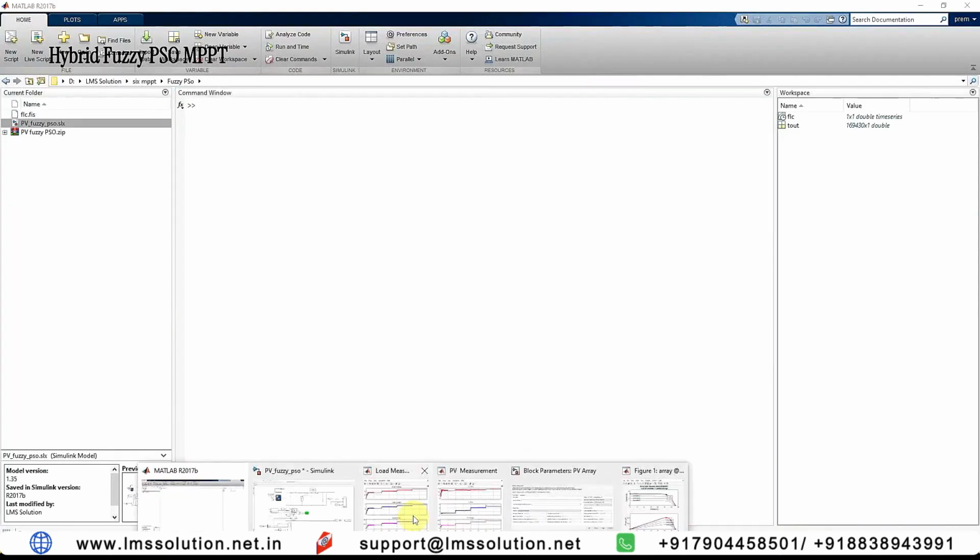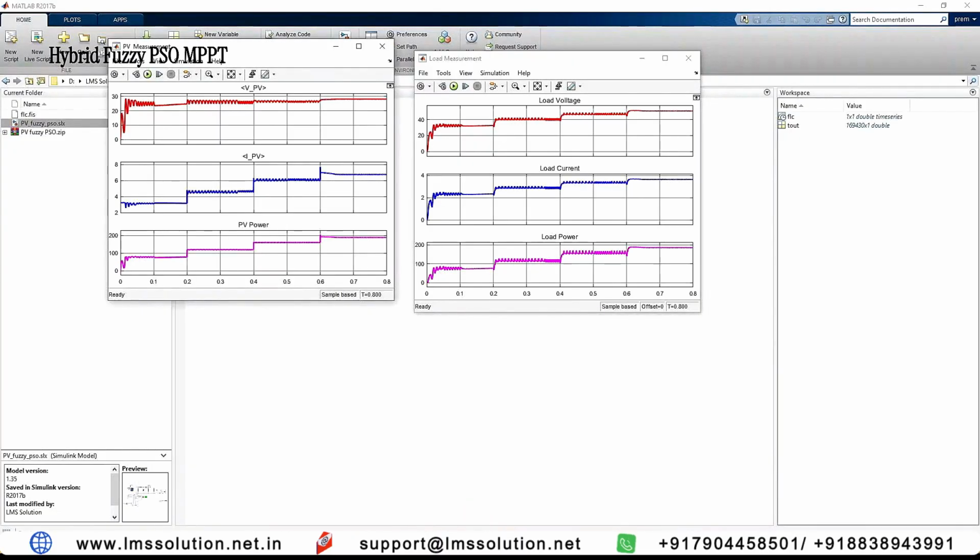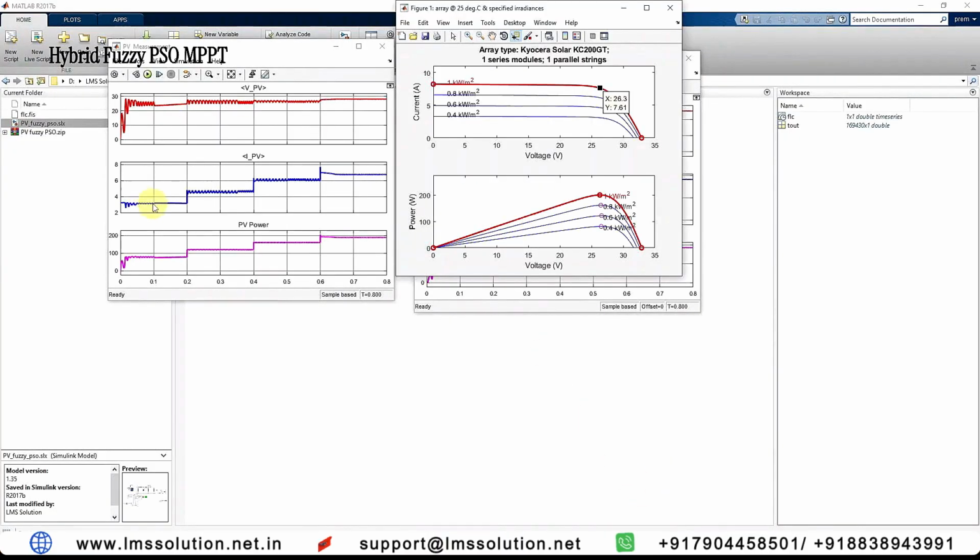So we can see that for different irradiation conditions, it is maintained at 3 amps. It is maintained around 4.5 amps. It is maintained at 6.2 amps. Here you can see that it is maintained around 7 or 7.2 amps. For different irradiation, the current is also maintained at the peak point current level.